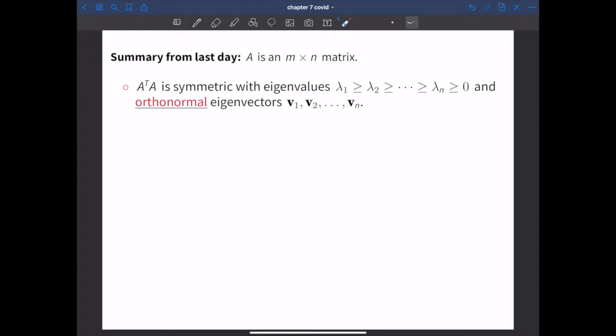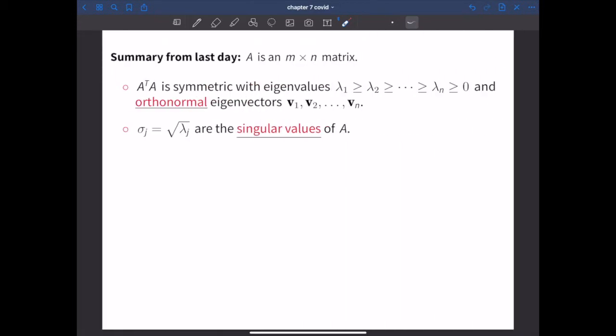Also, because the matrix A transpose A is symmetric, when we find the eigenvectors, we can always assume that we can find orthonormal eigenvectors. So we're going to find eigenvectors v1, v2, all the way up to vn, and we can assume that these vectors are unit length, or all length 1, and we can also assume that they're all orthogonal to each other. Again, that orthogonality really relies on the fact that our matrix A transpose A is symmetric. So we've got our eigenvalues and our eigenvectors for A transpose A.